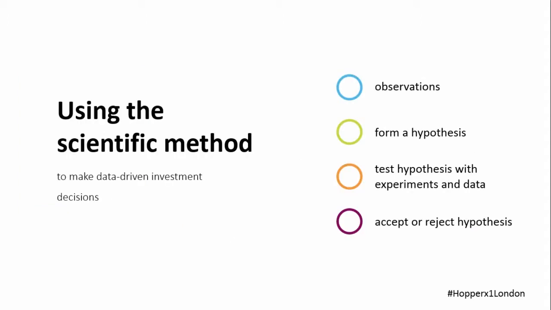So we use the scientific method in our research to make data-driven decisions. As many of you all know, the scientific method usually starts with some observation, then the formation of a hypothesis. You test that hypothesis with experiments and data, and you can accept or reject that hypothesis, and based on the results, you might repeat this process all over again.